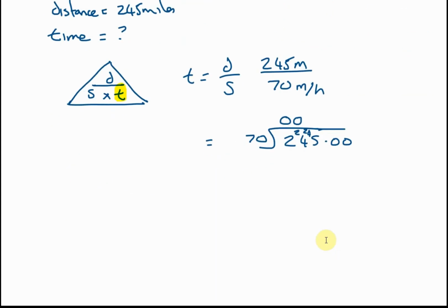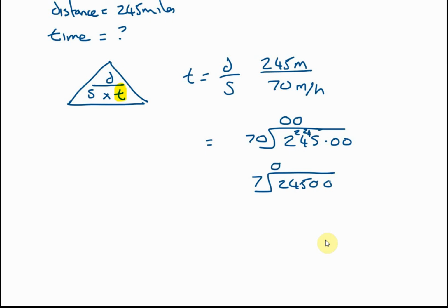But I think it's easier, okay? Instead of saying 245 divided by 70, let's take away the 0. So let's divide the 70 by 10 to give us 7. And then let's divide 24.5 by 10. So if we divide both of them by 10, it's the same sum. Okay, now we're dealing with 7. That's a lot easier, isn't it?